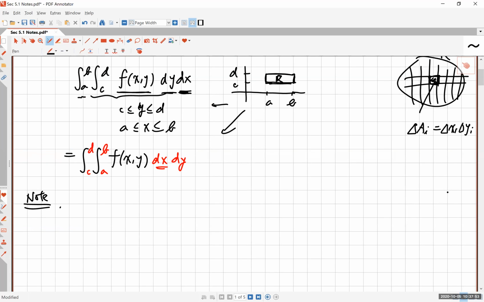Okay, maybe I should do an example first. Yeah, let me do an example first before I go to this note here. All right, so here's an example.